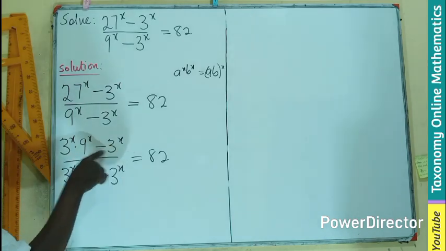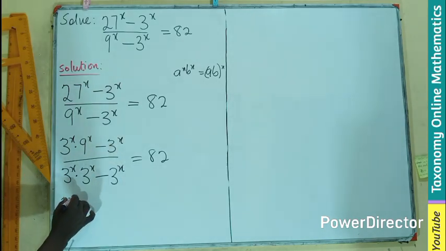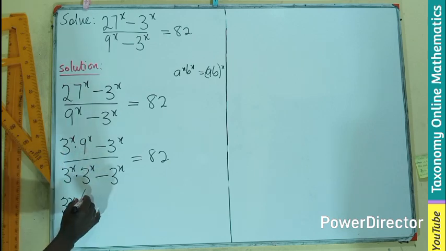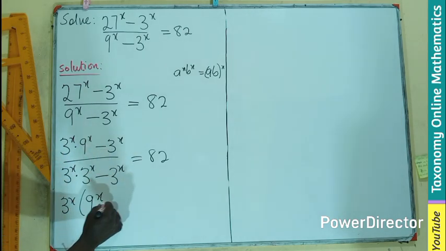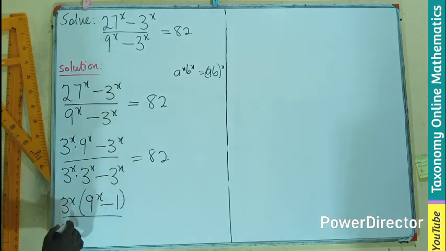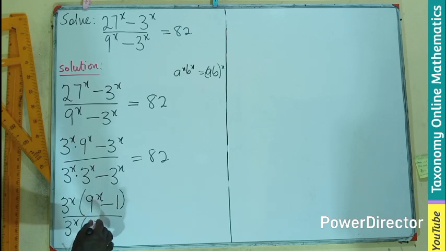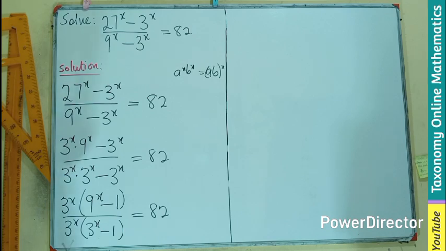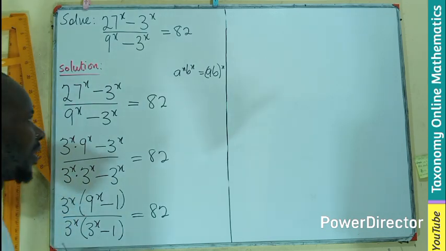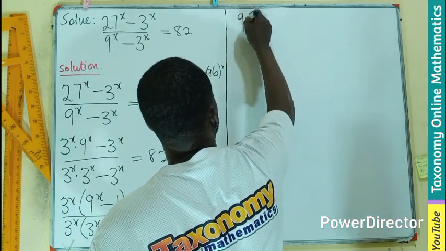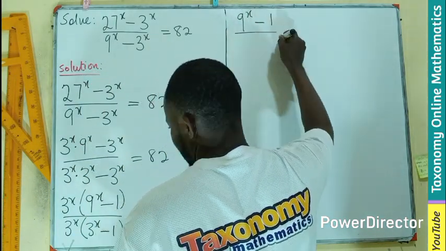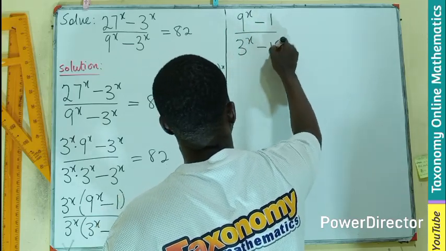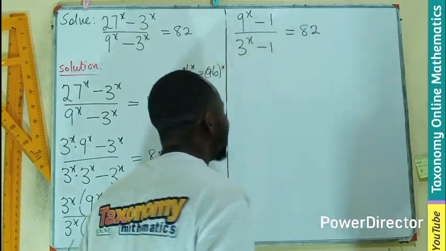So I can see that this factor can be taken out as a common factor, dividing this, leaving 9 to the power x, dividing this, leaving 1, divided by the 3 to the power x out, 3 to the power x in minus 1, all equals to what? 82. So you can see here that this will cancel this, remaining only the ones in the brackets, which I can write as 9 to the power x minus 1 over 3 to the power x minus 1 equals 82.